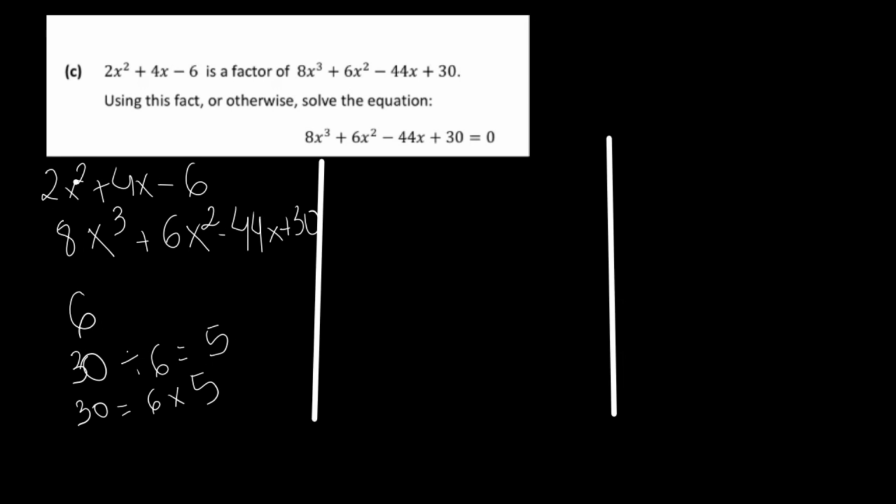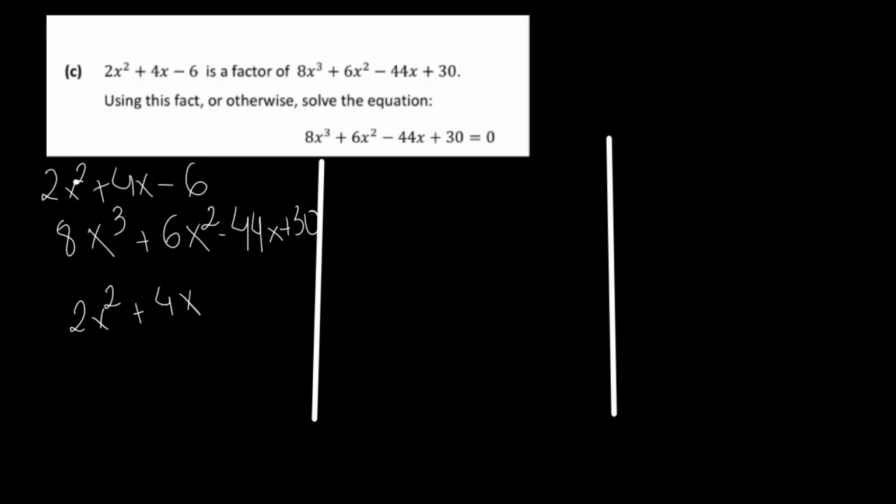We are going to do exactly the same thing here, except we work with an algebraic expression instead of only numbers. Since 2x squared plus 4x minus 6 is a factor, there must be another factor which multiplies with it to give the cubic expression. So let's compare the first term.